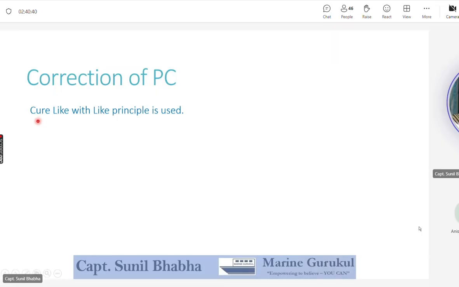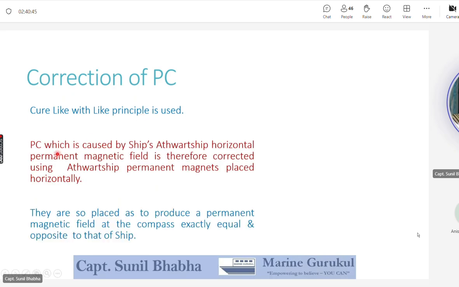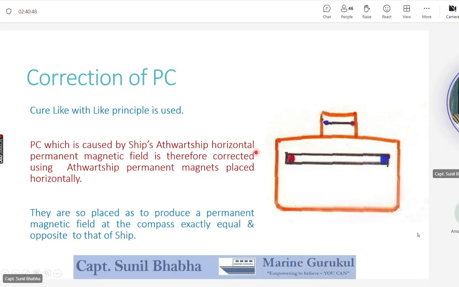So as we just now saw, cure like with like principle is used in the correction. PC, which is caused by ship's outward ship horizontal. Okay, I'll show you better. Let us complete this. Permanent magnetic field is therefore corrected using outward ship permanent magnets placed horizontally. They are so placed as to produce a permanent magnetic field at the compass location which is exactly equal and opposite to that of the ship.